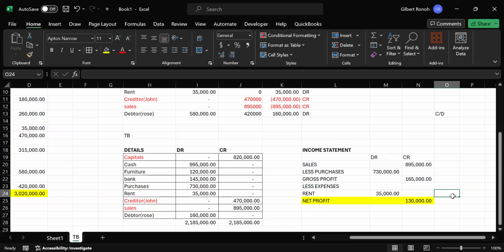So from there, you can now prepare the balance sheet.